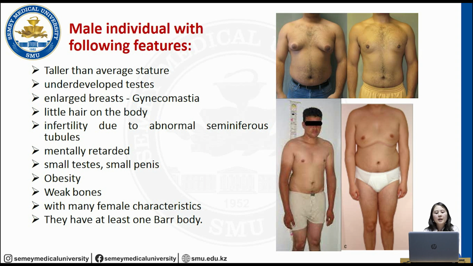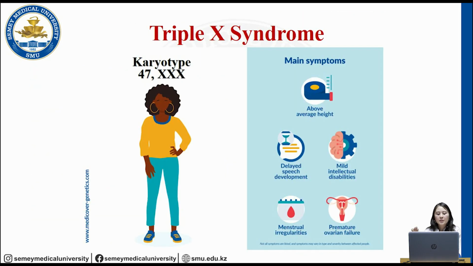Klinefelter syndrome karyotype is 47,XXY or 48,XXXY. Main symptoms are they are taller than the average human, underdeveloped testes they will have, enlarged breasts, development of the breasts in the males we call gynecomastia, little hair on their body, infertility due to abnormal seminiferous tubules, mental retardation, small testes, obesity, weak bones, and many female characteristics. And they have at least one barr body.